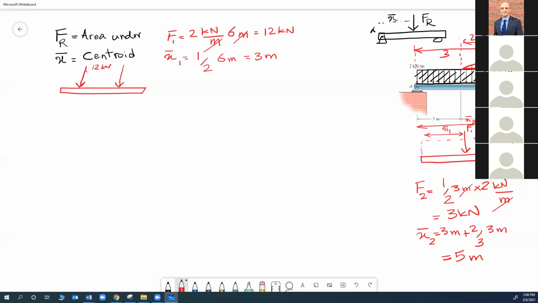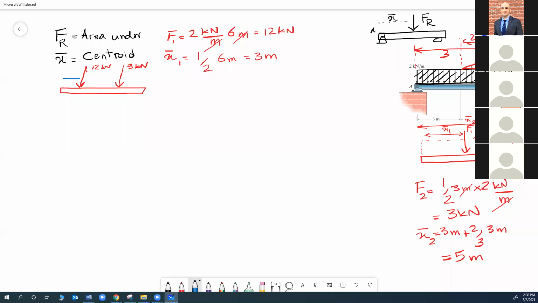Remember I said force is a sliding vector? Although it's up there, I can just slide it down on its line of action and nothing will change. It's okay to move a force on its own line of action without messing anything else. So, and then there's another 3 kilonewtons. And then let's put the distances.